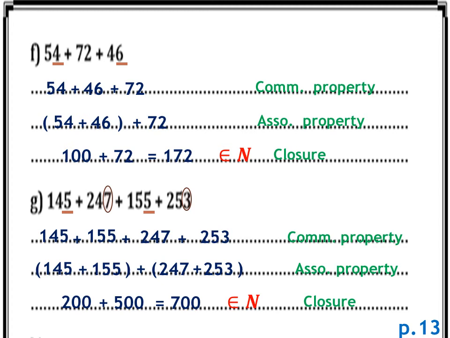If we want to check our answer, we have to put the question on the calculator. So put 145 plus 247 plus 155 plus 253. If the answer is 700, then our answer is right.